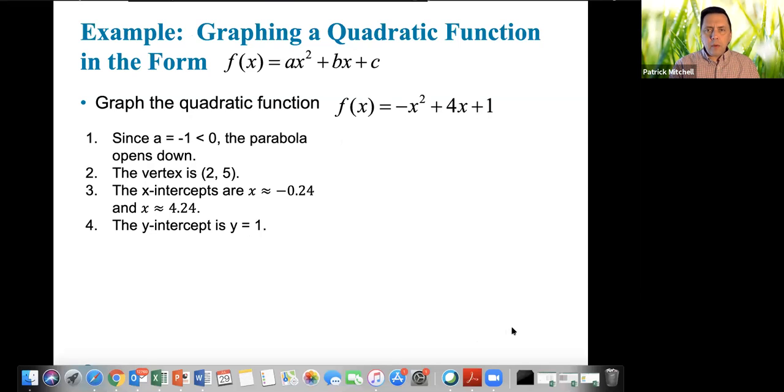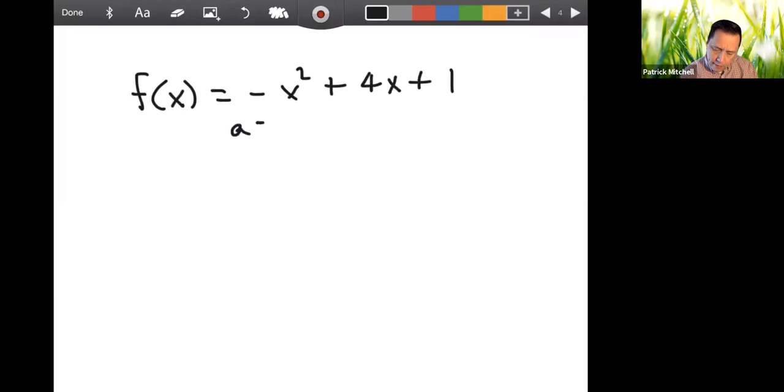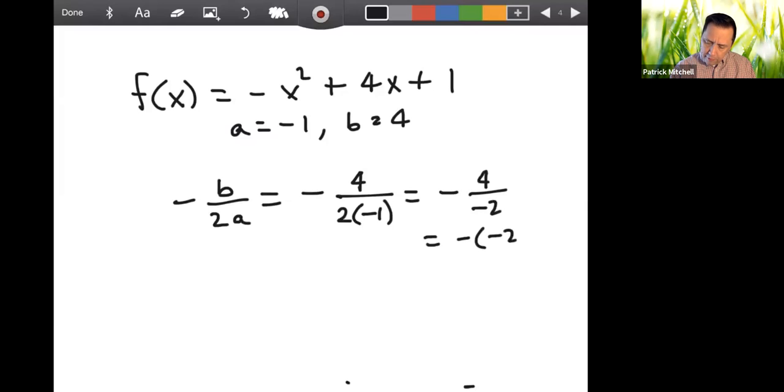Starting with the vertex. So our function is f of x equals negative x squared plus 4x plus 1. So a is negative 1 and b is 4. And of course c is 1, but in the vertex formula you don't have to use c. All right, so negative b over 2a, which is the x coordinate of my vertex, is going to be negative 4 divided by 2 times negative 1. 2 times negative 1 is negative 2. So what we have here is negative 4 over negative 2, which is 2. So that's how the negative b over 2a thing works.